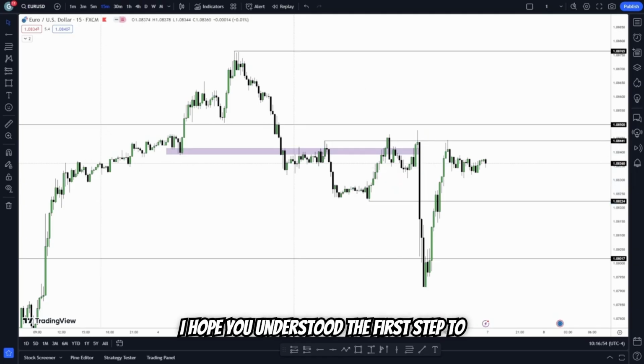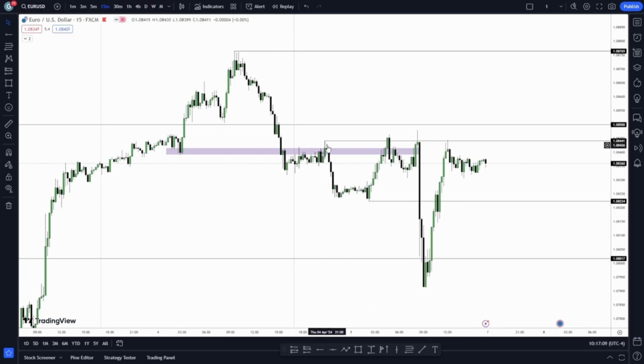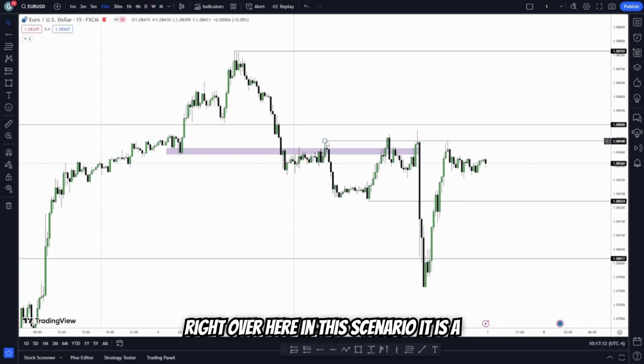Okay, so I hope you understood the first step: to identify key levels of significant swing highs or swing lows, and support and resistance, and around psychological levels. Okay, and the second part is to wait for the breakout. So when we saw this good move, and we saw this swing high right over here, in this scenario it's a swing high, and there's a break and retest.